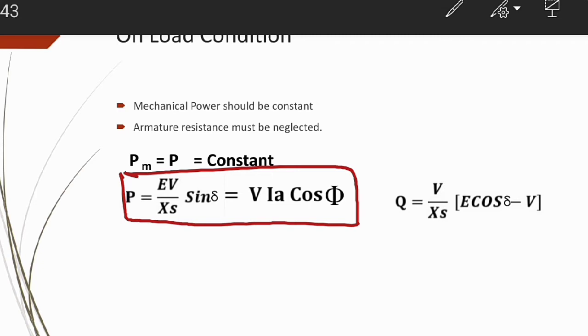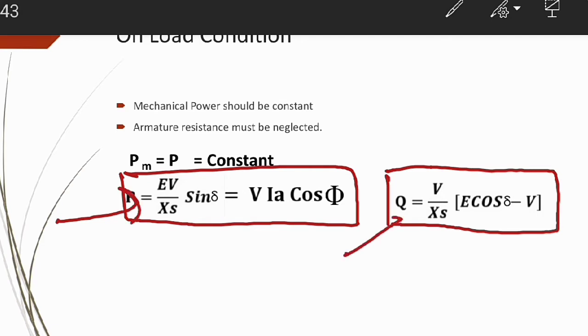The second equation is Q equals V upon XS times (E cos del minus V). That means this is the equation of reactive power. So this one is the equation for active power, and this equation is for the reactive power. Here we discuss that in case of the on load condition the active power is constant, so the variation of reactive power should be measured.